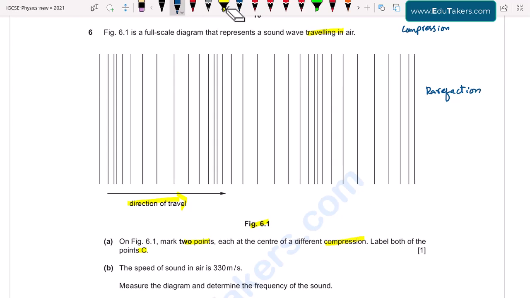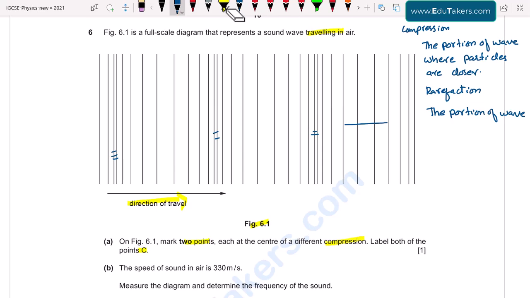Compressions are the portion of the wave where the particles are closer to each other. So in this way we can see that at these locations the particles are very close. So these are basically the compressions. I write here, the portion of wave where particles are closer. And rarefaction is the portion of wave where the particles are far away from each other. In this region you can see that the particles are very far from each other, so this region is basically rarefaction. I write here, the portion of wave where particles are far away.